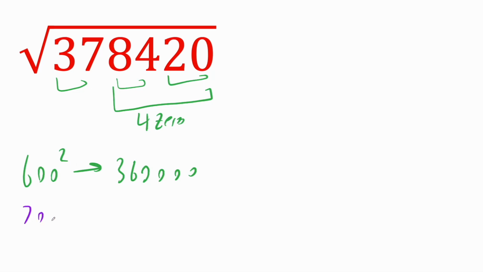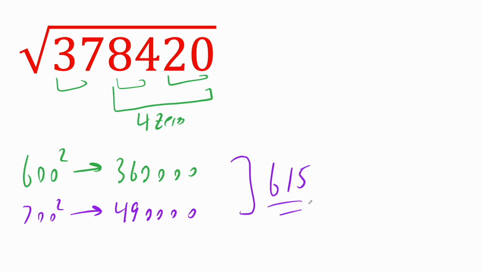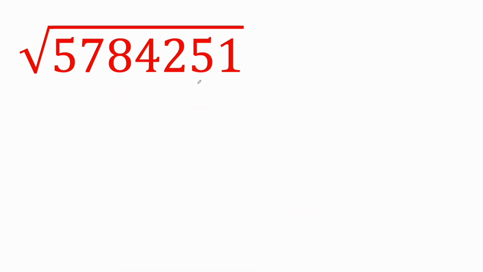And similar idea, 700 squared, we're going to get 49 with 4 zeros. So it's in between these two, but much, much closer to 600. If I had to guess, I'm going to just say 615, but that's a quick guess. And using a calculator, we get 615.159. Now, if you guess 610, you guess 608, honestly, those are all good answers. All right, this is our last problem.